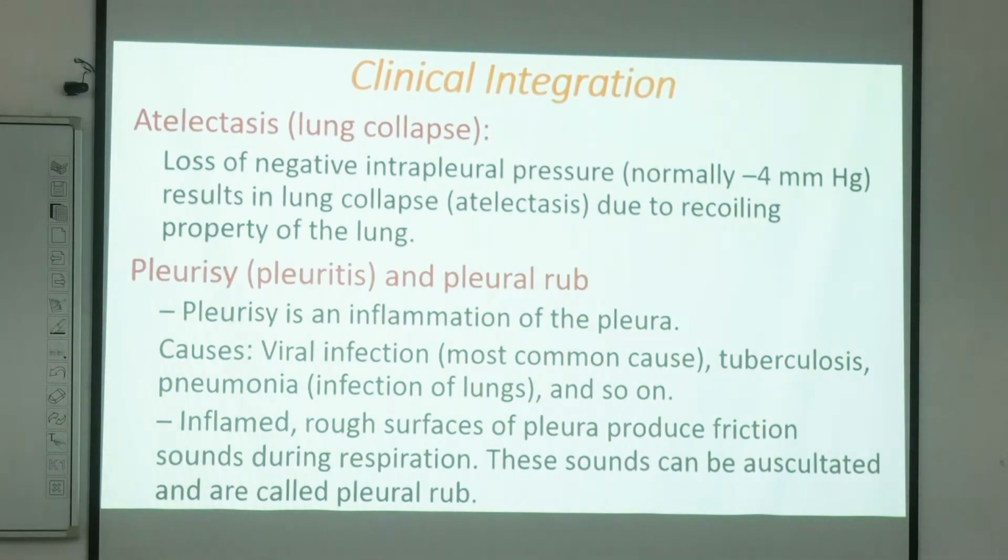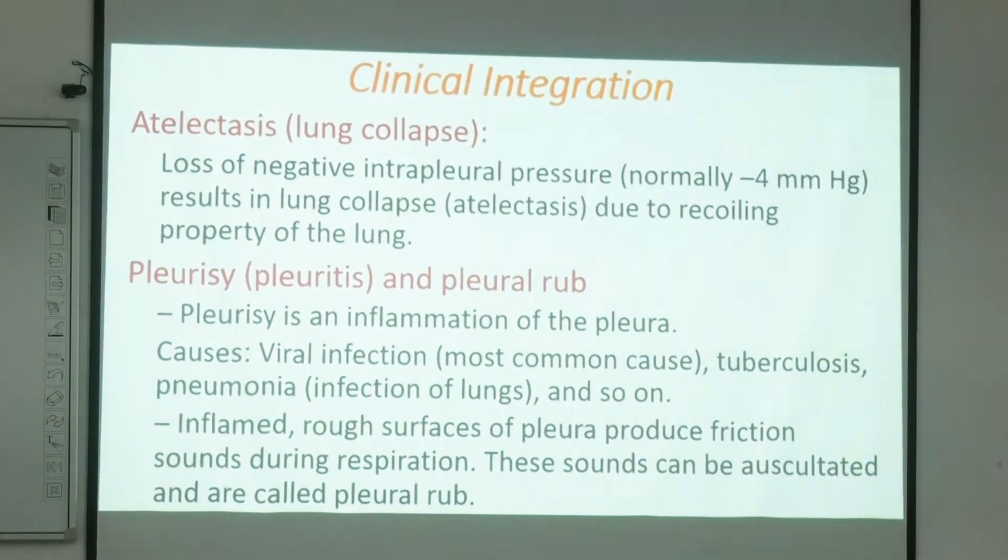Pleurisy is inflammation of the pleura, and the most common cause is viral infection. Other causes are tuberculosis or pneumonia. Pneumonia is infection of the lung and so on. The inflamed rough surface of the pleura produces friction sounds during respiration, and these sounds can be auscultated and this is called pleural rub. The rubbing occurs in between the two layers and they become rough. That's why a sound is produced during respiration, and this auscultated sound is called the pleural rub.